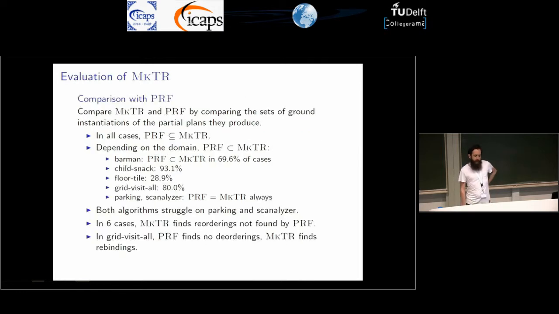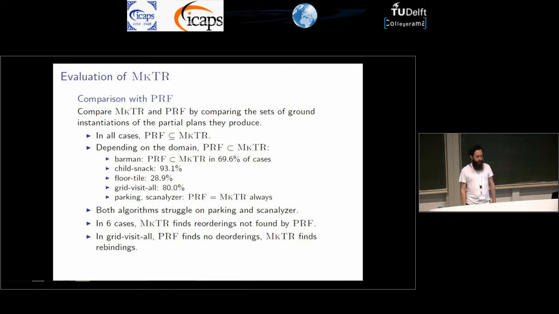So we found that in all cases, MKTR found all of the deorderings which are found by PRF. That means that it never did any worse than just doing a straight deordering. So it at least met that baseline requirement. Now, depending on the domain, MKTR is also able to find additional instantiations which have different variable bindings. Whereas PRF can only find reorderings, what MKTR is finding is reorderings which also make use of different variables or different resources.